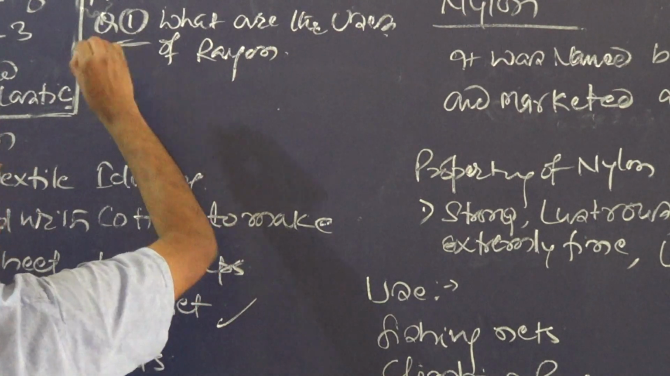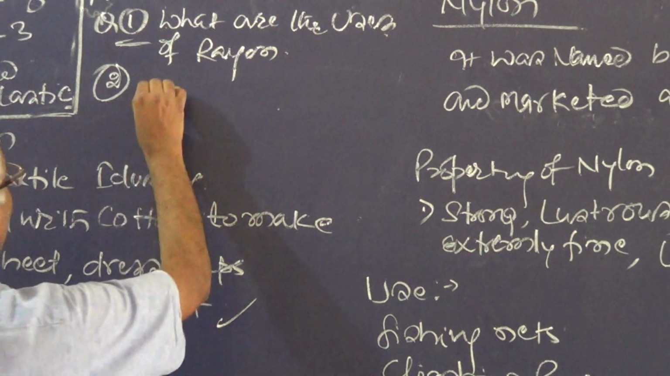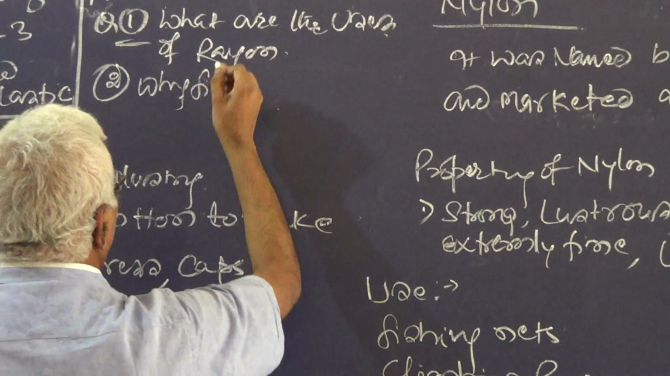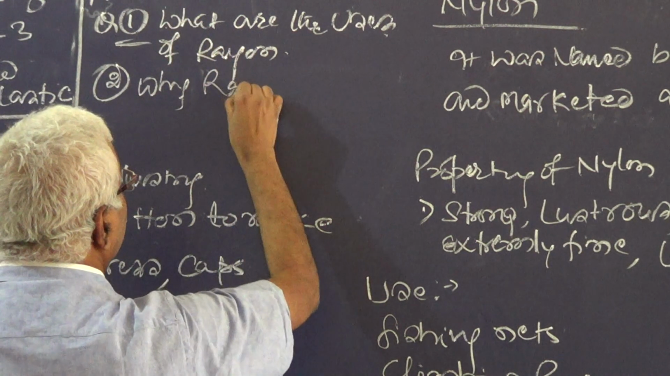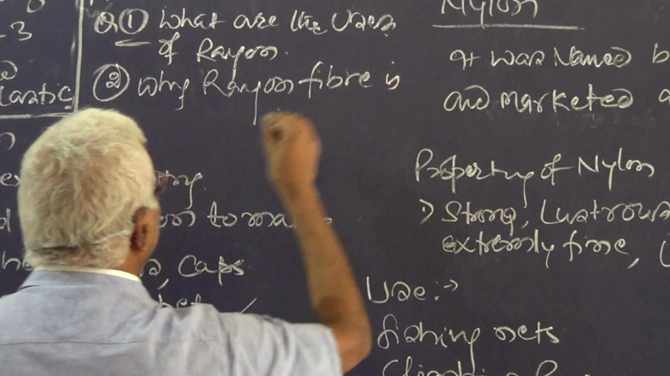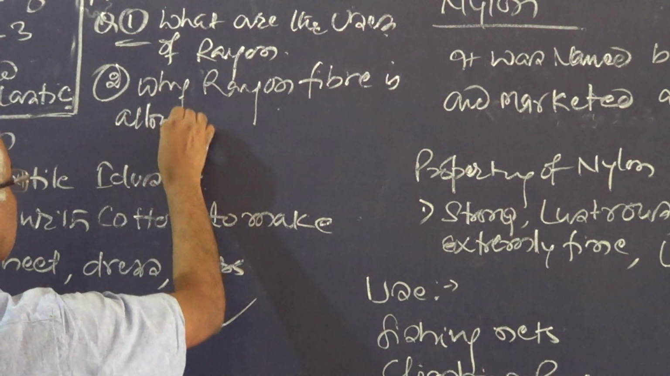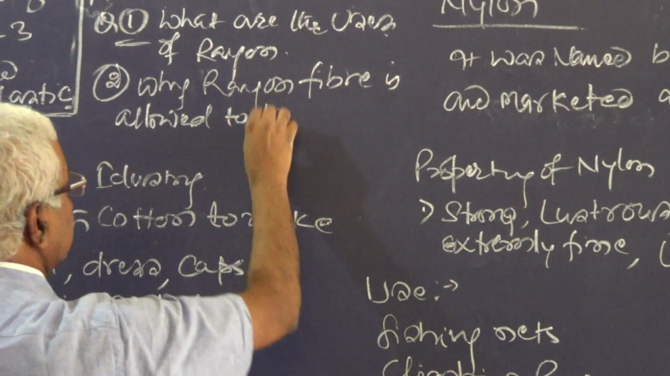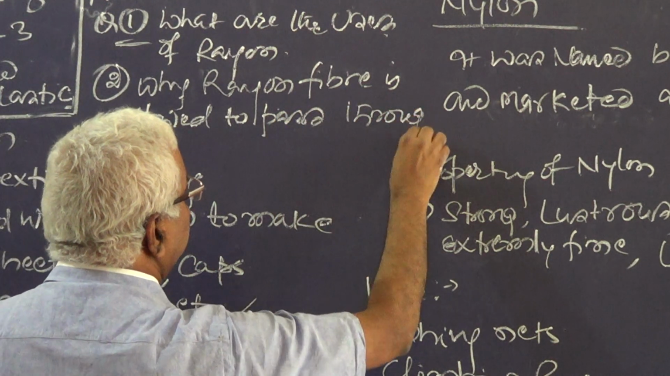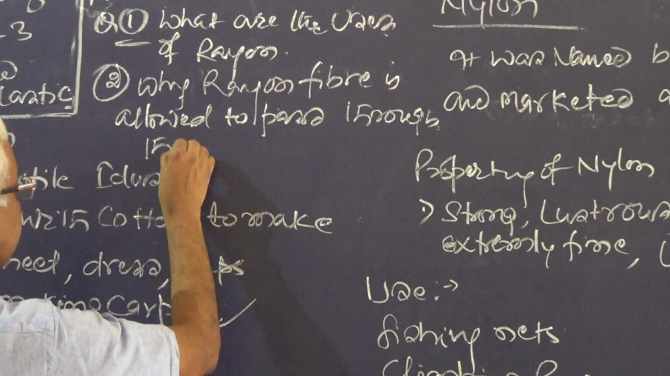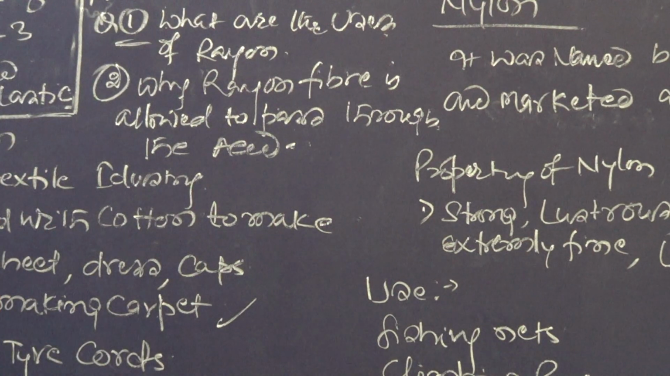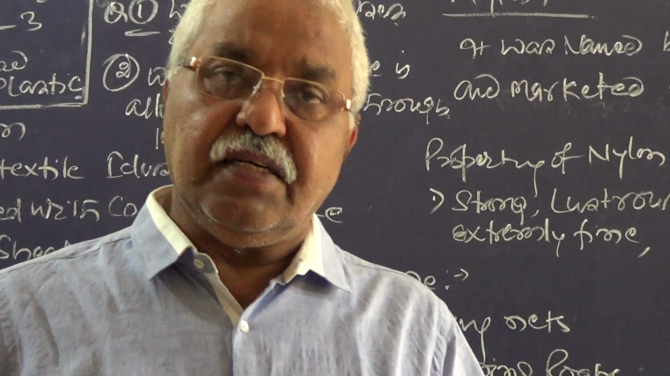दूसरा क्वेश्चन आप लिख सकते हो क्या? Why rayon fiber? Rayon fiber is allowed to pass through the acid. Acid makes the rayon fiber harder.